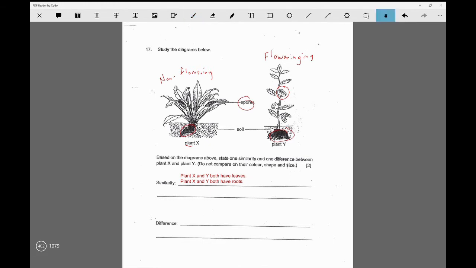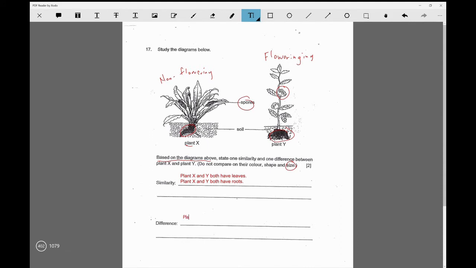Of course there are certain other characteristics, for example they both can make food, but the reason I don't write that down is because they ask you to use the diagram above, so you cannot see them making food. That's why I did not write it down, just to be safe. Then they ask you for their differences. You cannot talk about the size of the leaves because they already mentioned not to compare size. So you must talk about other characteristics.